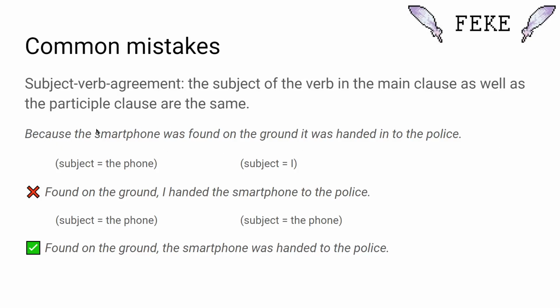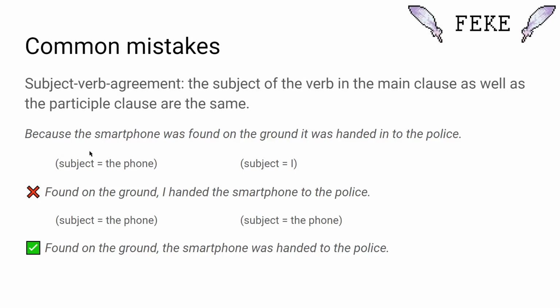So it says, because the smartphone was found on the ground, it was handed to the police. Now this is a sentence with a passive structure where the smartphone is the subject of the sentence, and it was handed by someone else, right, to the police. And here we have two examples of participle clauses trying to express this sentence, where this one is incorrect and this one is correct. Here we can see it says found on the ground.